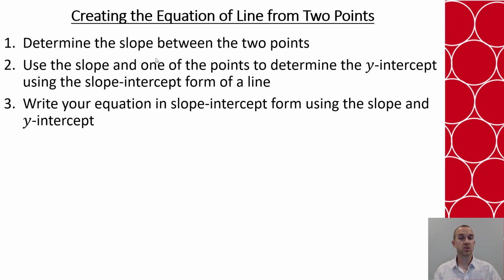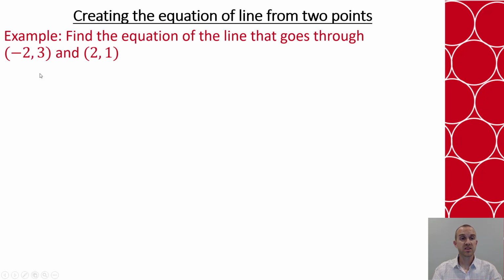Then I will take my slope and my y-intercept and rewrite the equation using slope-intercept form. So let's actually put this to practice. Say we have the ordered pairs negative 2, 3 and 2, 1, and we want to find the equation of that line. First thing we do is determine its slope.